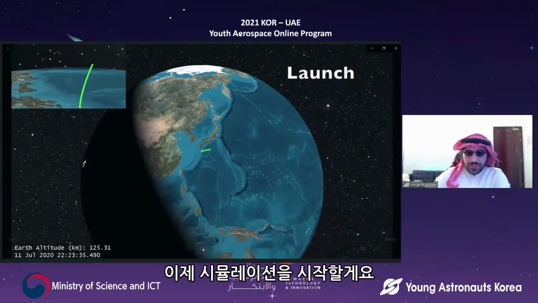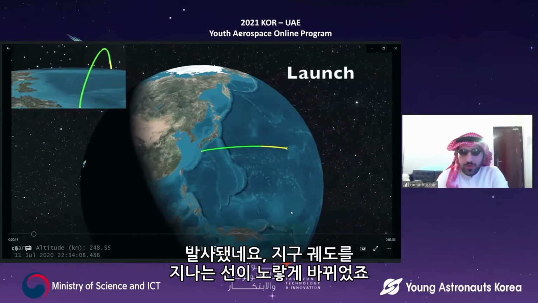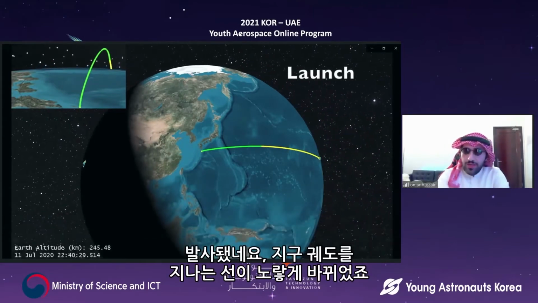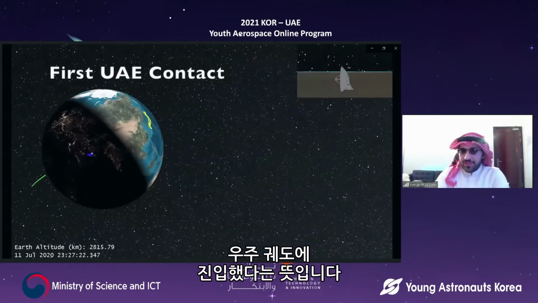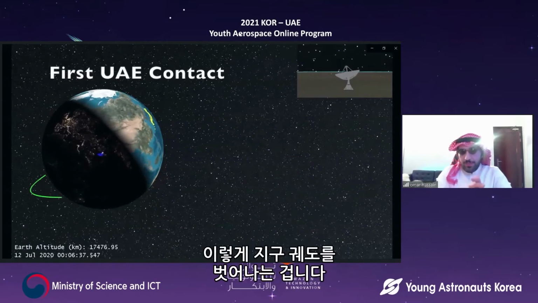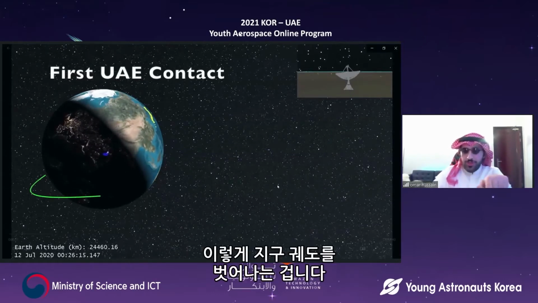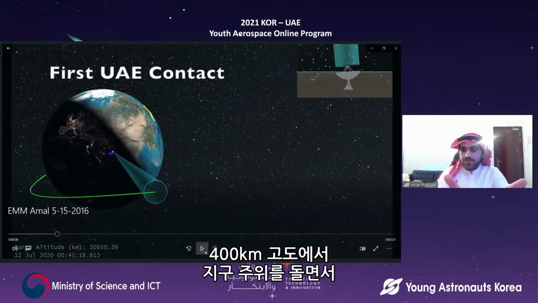So, starting the simulation now. Just a quick four-minute simulation. We launch. As you can see, when the orbit turns yellow here, this shows us that we went into an escape orbit. This is when the second stage of the rocket started firing, and we left Earth's orbit. We were in an orbit around the Earth at 400 kilometers altitude.